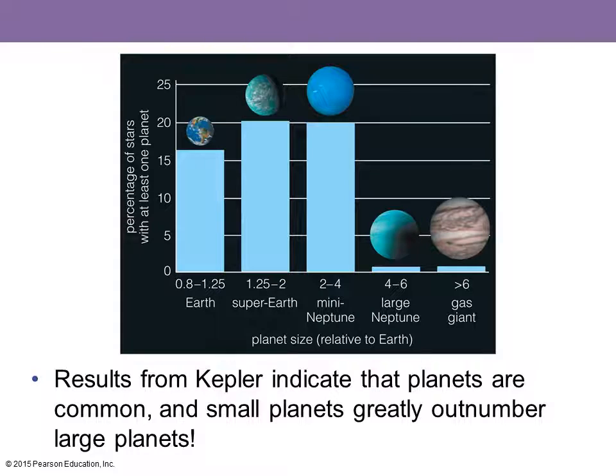So results from Kepler indicate that planets are common, and small planets greatly outnumber the larger planets, as you can see from the graph. The percentage of stars with at least one planet is increasing as you go from the bottom to the top, and then the actual size of the planet is going from left to right. So super Earths or mini Neptunes are apparently the more dominant form of planet size.